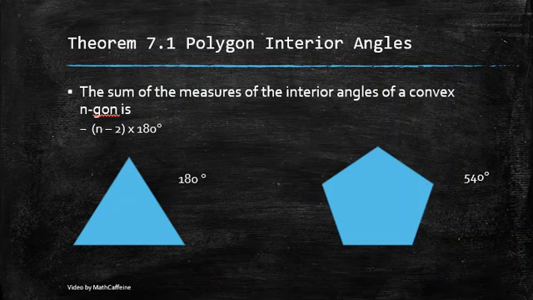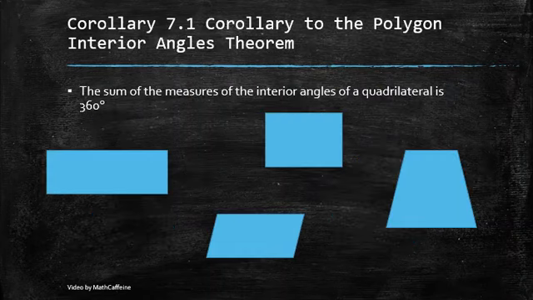If we look at a pentagon, it has 5 sides. Plug that in and we get 5 minus 2 times 180 degrees, which is 3 times 180 degrees. Therefore, the sum of the interior angles of a pentagon is 540 degrees.